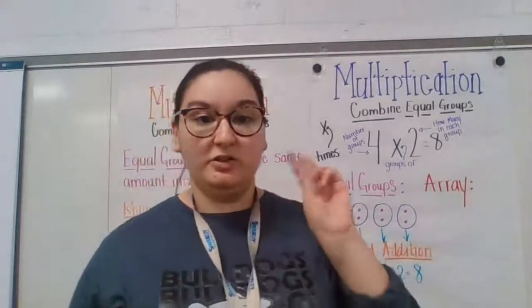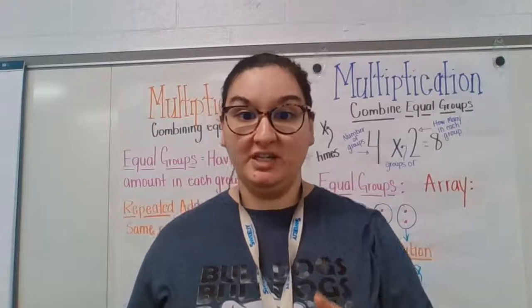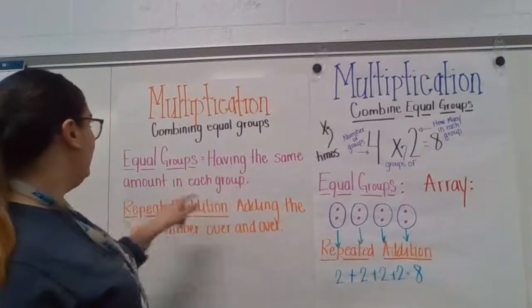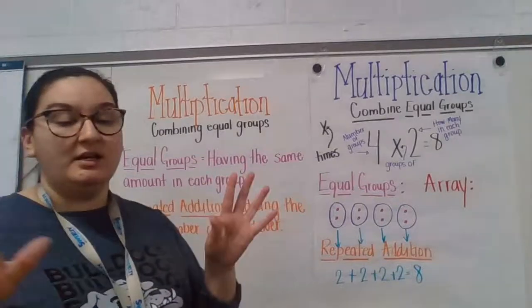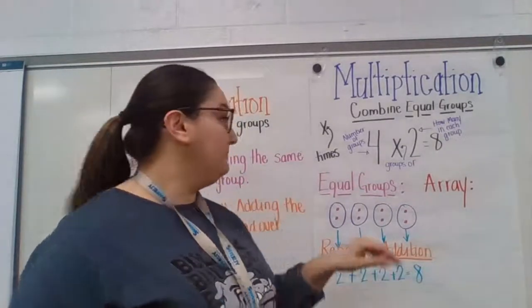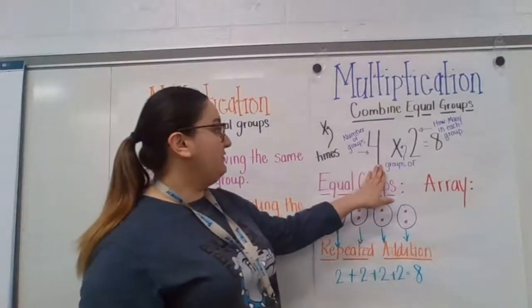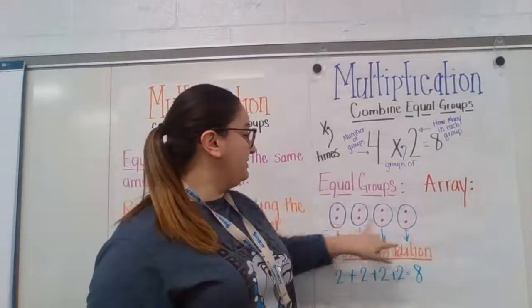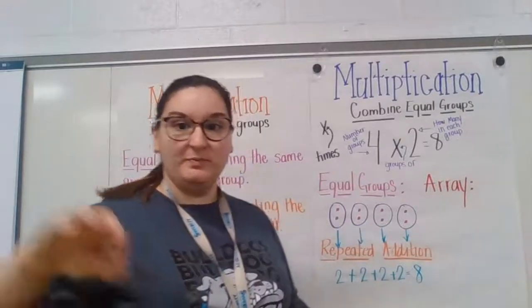And we have learned two ways to show multiplication. So we have learned equal groups, where we're having the same amount in each group to figure out our total. So that looks like this. If I have 4 times 2, that means I have 4 groups of 2 in each.